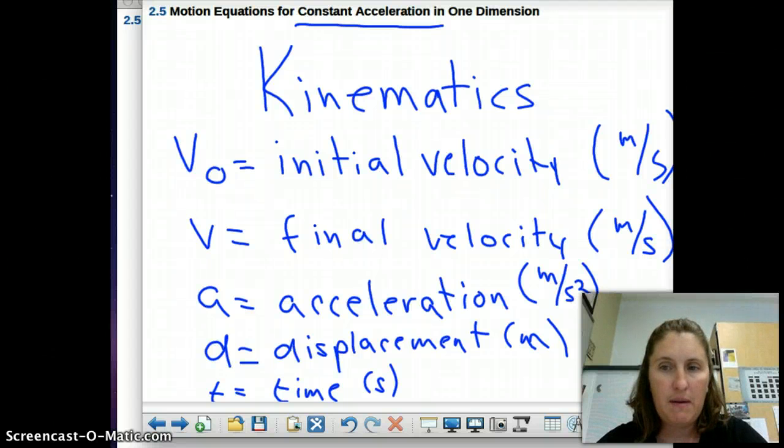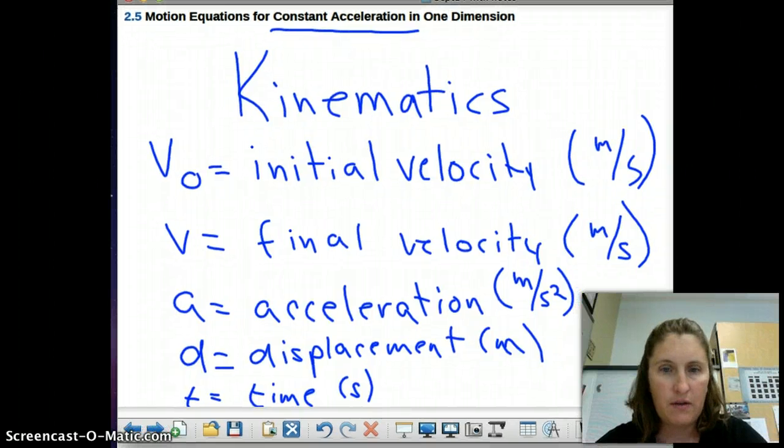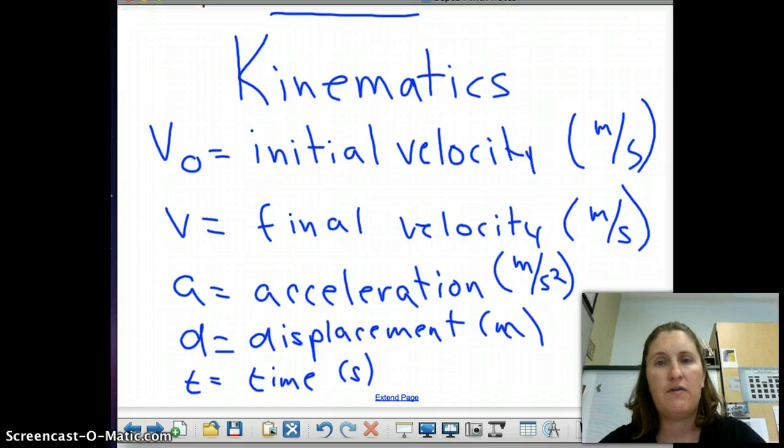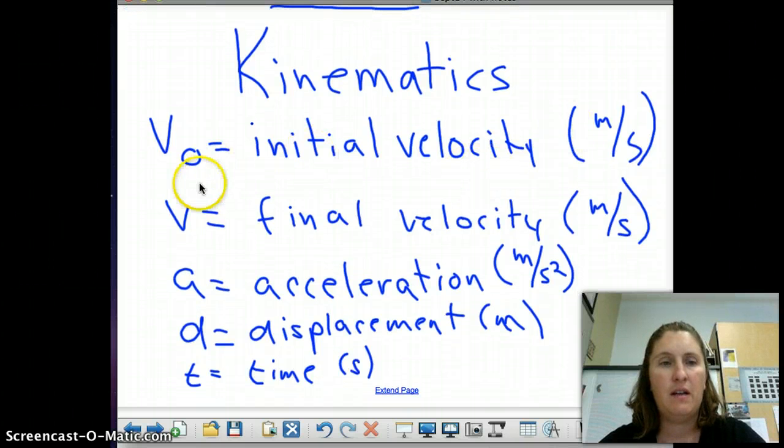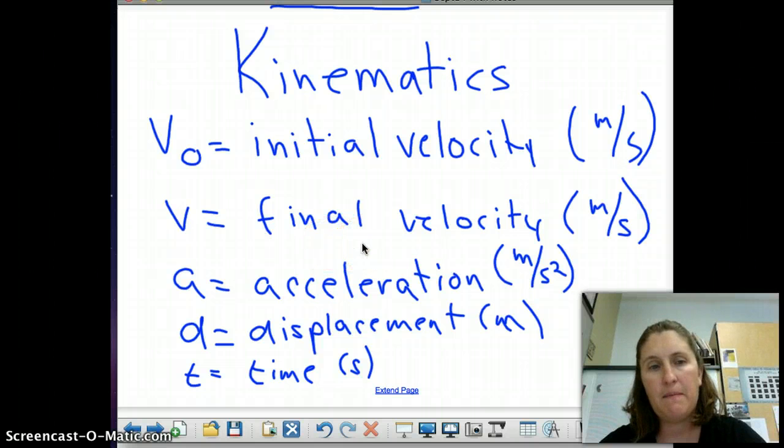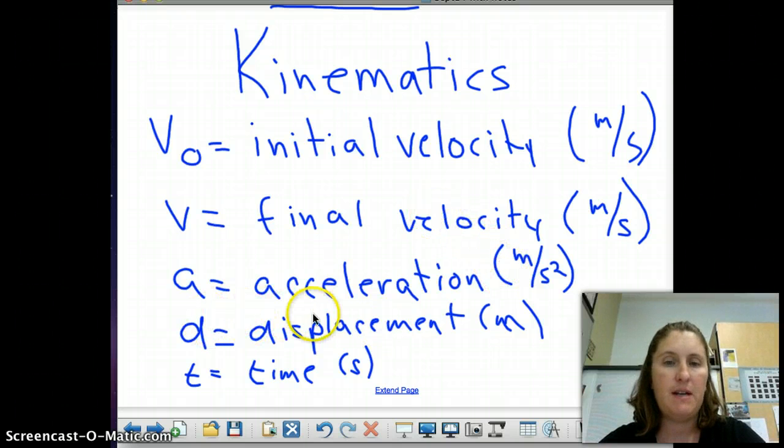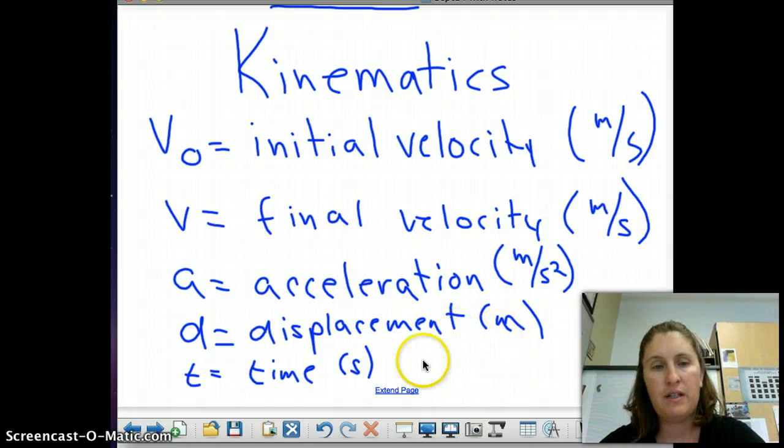When we're dealing with kinematics, we have 5 different variables. Those variables are v naught, which stands for initial velocity in meters per second. A v all by itself stands for final velocity in meters per second. a stands for acceleration, which is always measured in meters per second squared. d is displacement, which is always measured in meters. t is time, that's always measured in seconds.